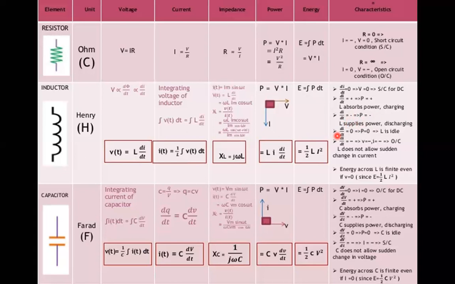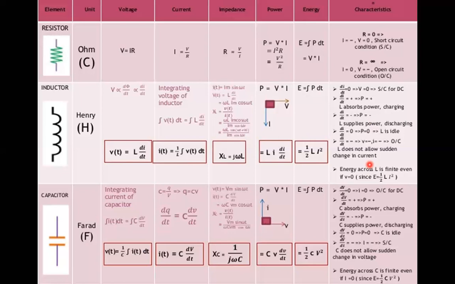And if di by dt is equal to 0 and power is equal to 0, then L is idle. It means that a sudden change would need di by dt equal to infinity, so L does not allow a sudden change in current. So energy across L is finite even if V is equal to 0.